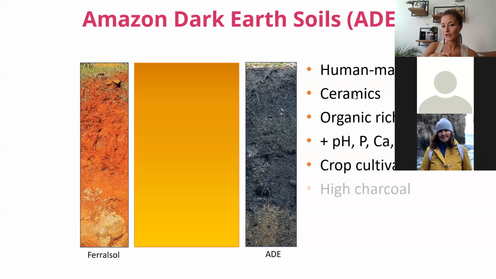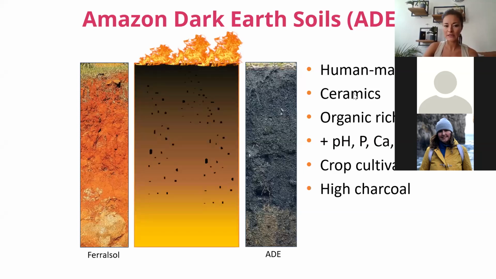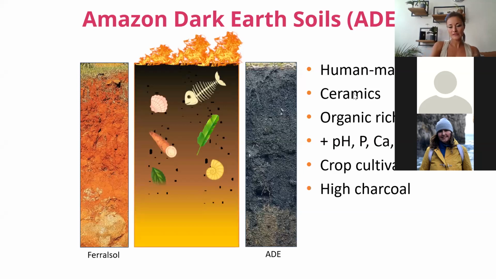They tend to be associated with archaeological contexts like ceramics. They're organic rich. They have elevated nutrient levels and pH. They typically have high concentrations of charcoal. And in the later Holocene particularly, these soils are associated with crop cultivation. The way that we're envisioning these soils being made is that we have fires occurring on the landscape over time. Charcoal, along with food waste, human waste, etc., gets burned up into these soils, and then they get rich in organic content over time. And then as these soils become more enriched, they tend to be used and exploited for later crop cultivation.